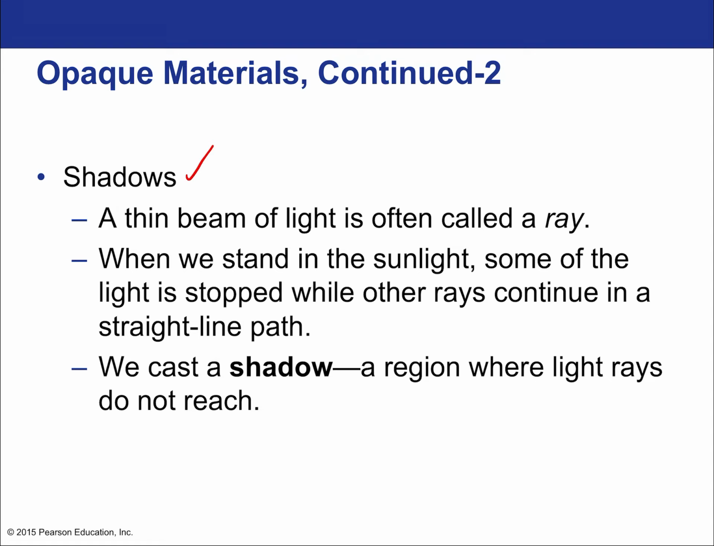So let's discuss a little bit about the technical aspects of shadows. Right. So a thin beam of light is often called a ray. We'll talk about rays when we discuss optics, things like lenses and mirrors, concave and convex mirrors. Okay, that is a different chapter. But rays are still a helpful way of thinking about a source of light. When we stand in the sunlight, some of the light is stopped while other rays continue in a straight line path. That's because we cast a shadow, a region where light rays do not reach.